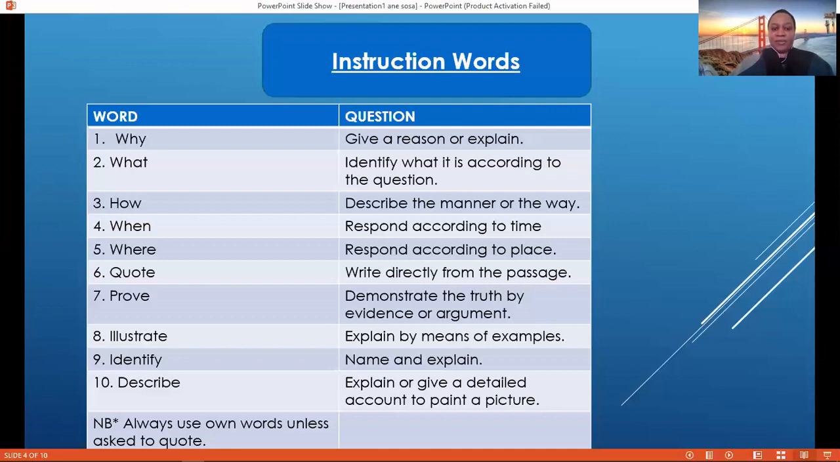Note there, you will always use your own words when answering questions unless you are asked to quote. Only when you quote, you will use the words directly from the passage, but otherwise you have to use your own words that will illustrate your understanding of the text. That is important.